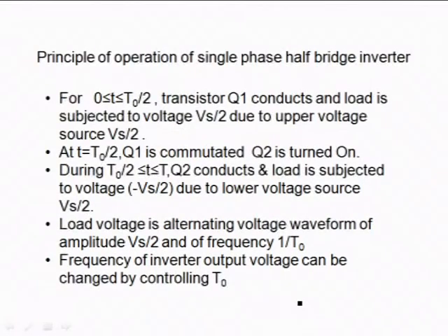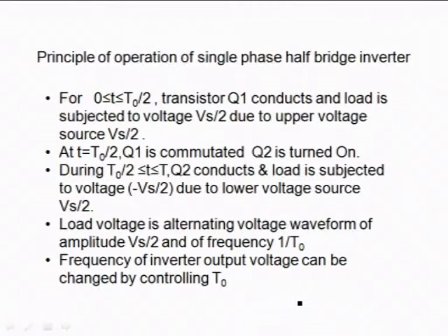So, let us summarize the operation of the single phase half bridge inverter. I already told you, for the duration t greater than 0 and less than T naught by 2, the transistor Q1, IGBT or MOSFET, anything, will conduct and the load is subjected to voltage Vs by 2 due to the upper voltage source Vs by 2.